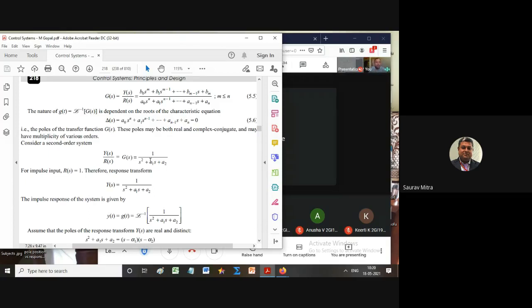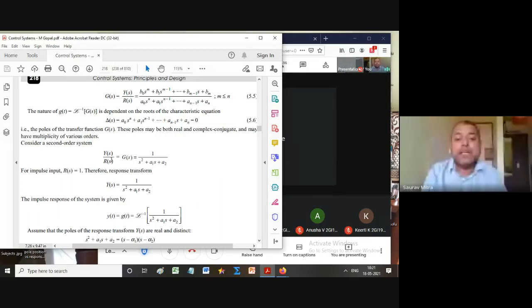So I'm just giving you a recap of what we have done so far. I gave you the example as 1 by s plus 5. They have taken s squared plus a1 s plus a2. So for the 1 by s plus 5 I gave you, s plus 5 equal to 0 was the characteristic equation, and s was equal to minus 5.